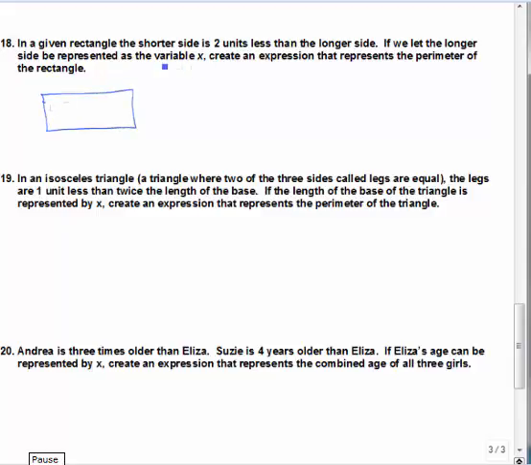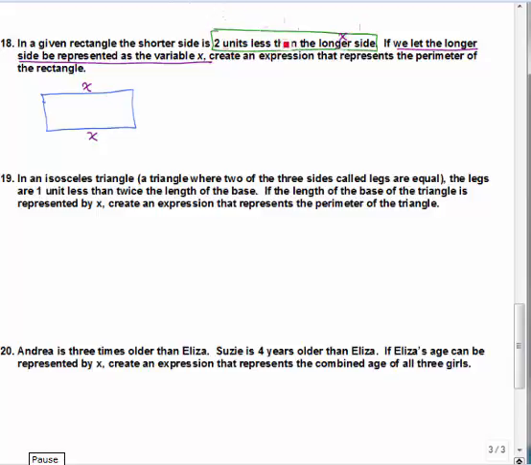Now they've told us that if we let the longer side be represented by the variable x. So let's just write that statement down first. So we can say that that's x and that's x. Next, we said in the statement above, in a given rectangle, the shorter side is 2 units less than the longer side. So let's just break that statement down right there. So I have to figure out how to write this. And we've already said that the longer side is x. So we know this whole thing represents x.